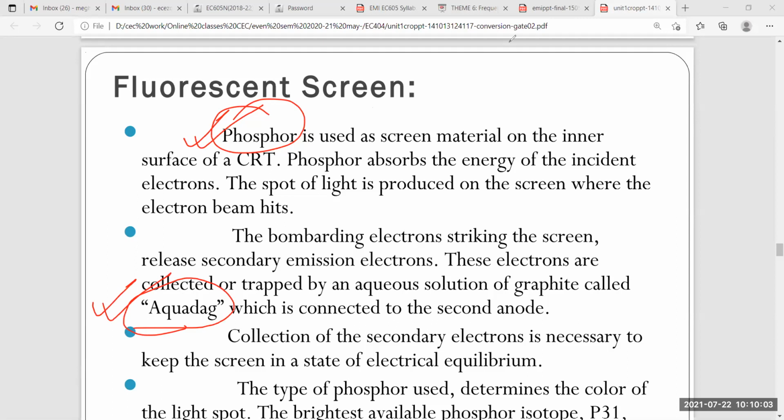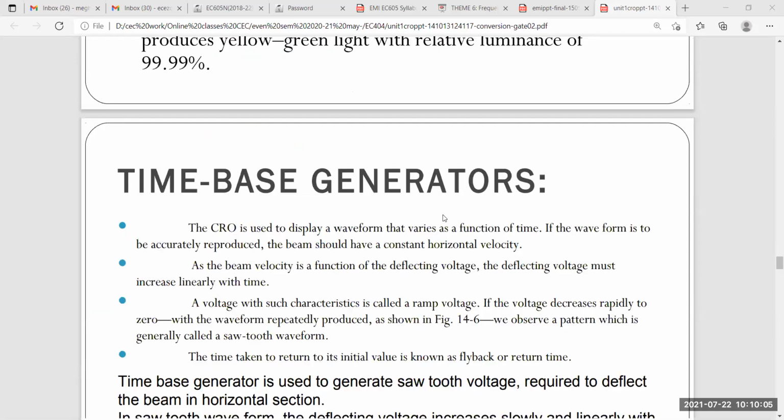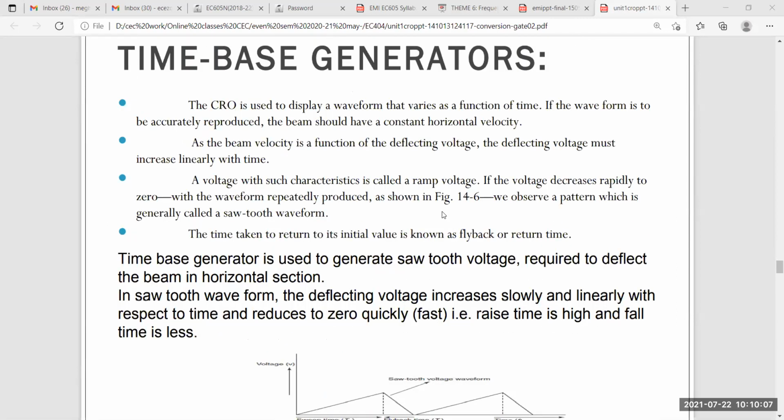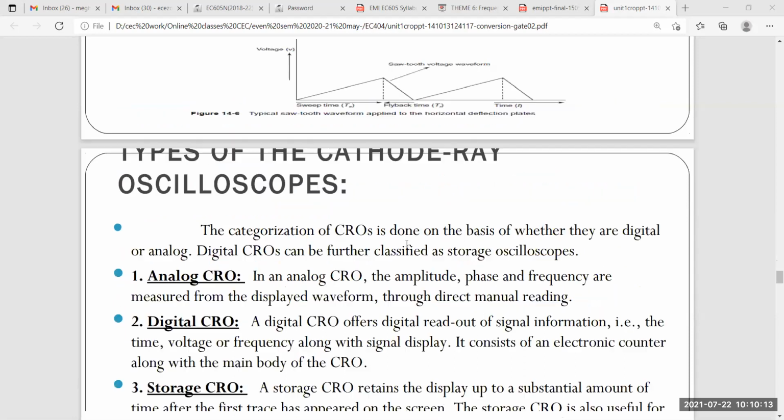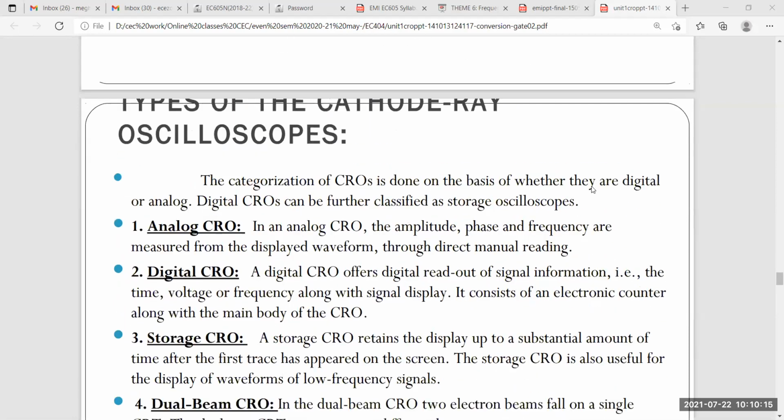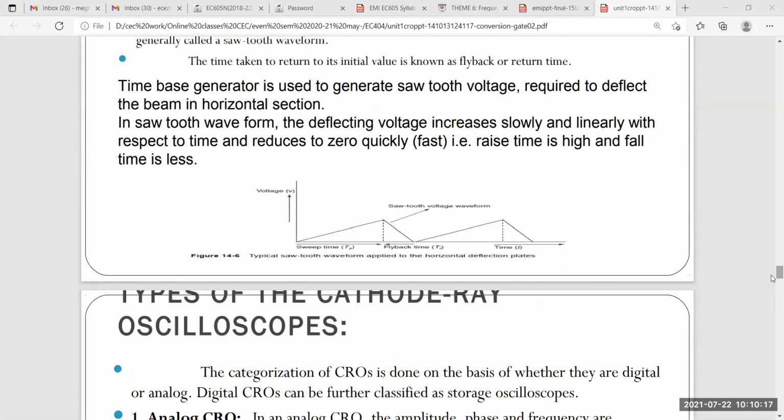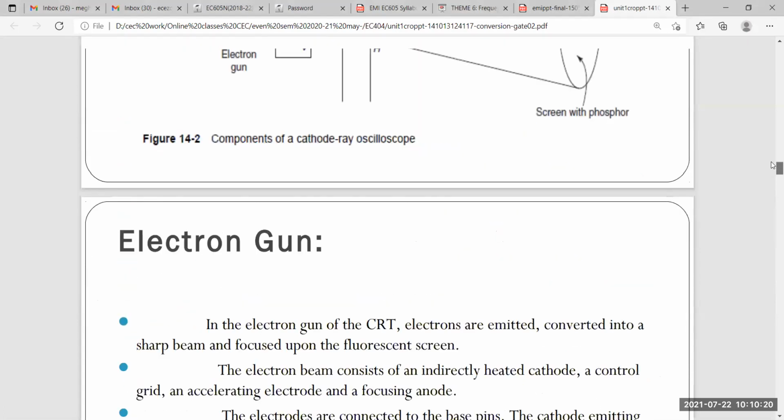Now next, so three parts I have discussed. The time-base generators, this we need to know. What are time-base generators? They come under the CRT graticule. Okay, before coming into the time-base generator, wait.